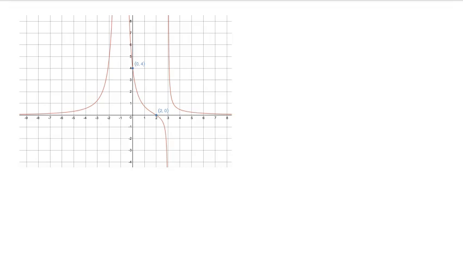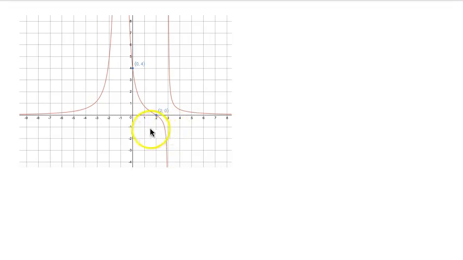Looking at this, we're going to first focus on our vertical asymptotes. I have one at x equals -1, so I will need x plus 1 in the denominator. I also have a vertical asymptote at x equals 3, so I'll need x minus 3 in the denominator.